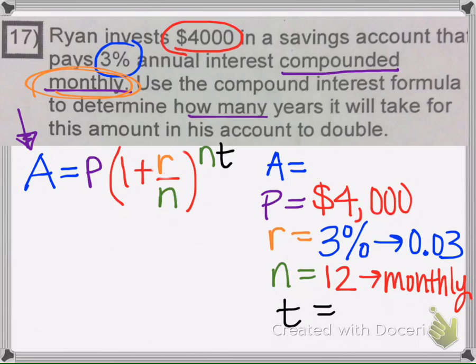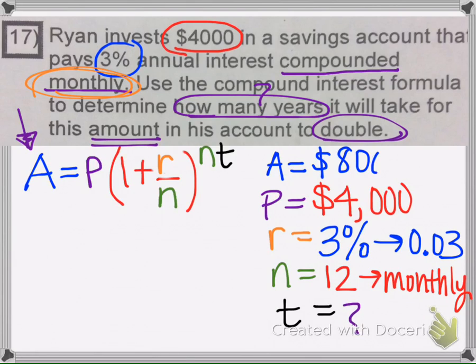And then it says how many years. That means we don't know. That's our unknown. And we want to know how long will it take for the end amount to double. So if we have $4,000, we want to know when will the $4,000 be $8,000. So when will it double? So now we're going to take these values here and plug them into the formula.